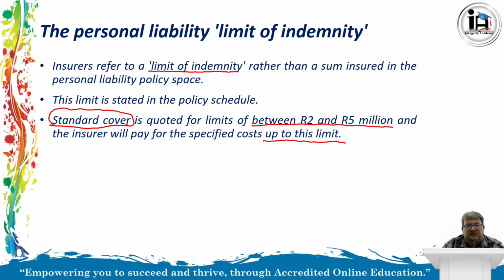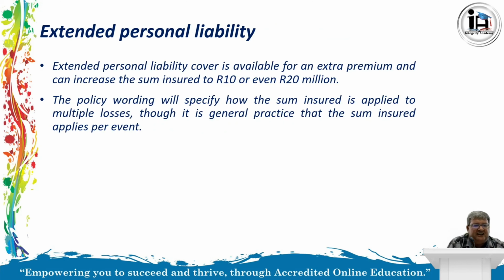Okay, that's standard cover. Then we look at the extended personal liability. So this word extended, it means you want more. So extended personal liability cover is available for an extra premium. So because you want to extend it, you pay extra and can increase the sum insured from 10 Rand up to 20 million Rand. So now the difference, the standard, I'll just make a note here for you.